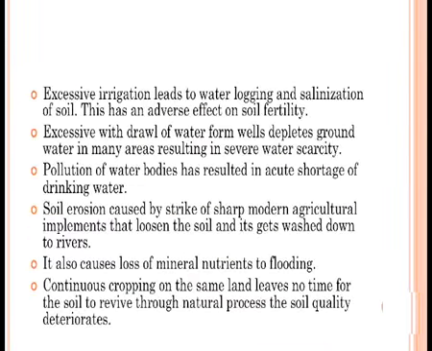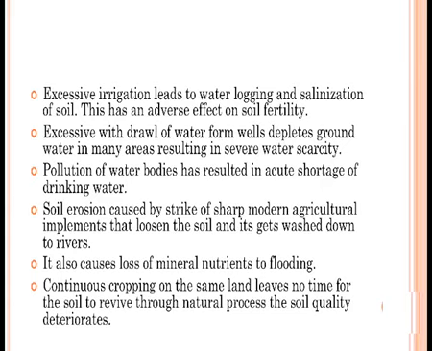Excessive irrigation leads to waterlogging and salinization of soil. This has an adverse effect on soil fertility. Excessive withdrawal of water from wells depletes groundwater in many areas, resulting in severe water scarcity. Pollution of water bodies has resulted in an acute shortage of drinking water. Soil erosion is caused by the use of sharp modern agricultural implements that loosen the soil, and it gets washed down to the river.